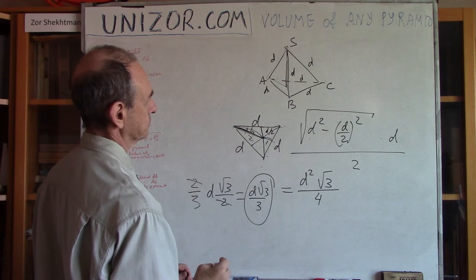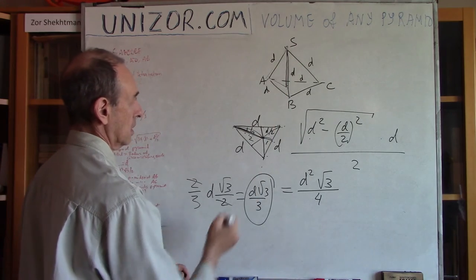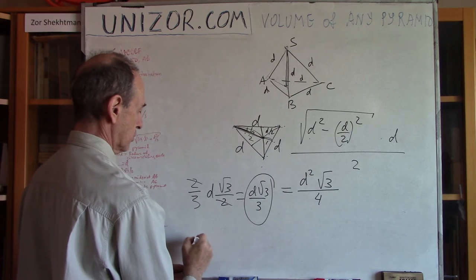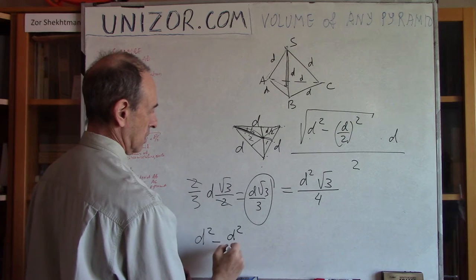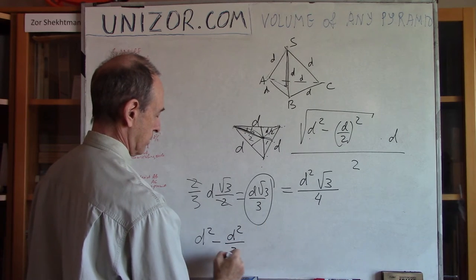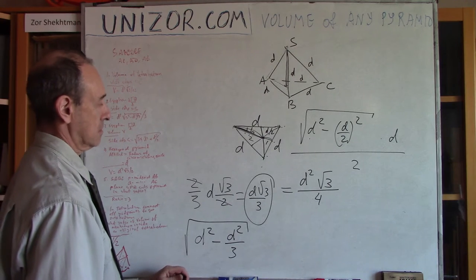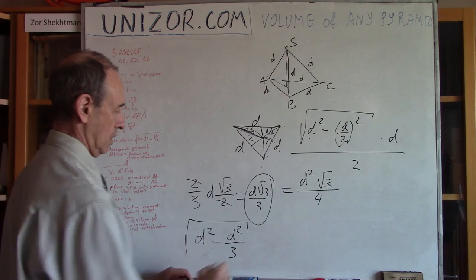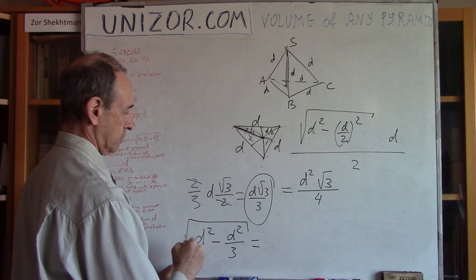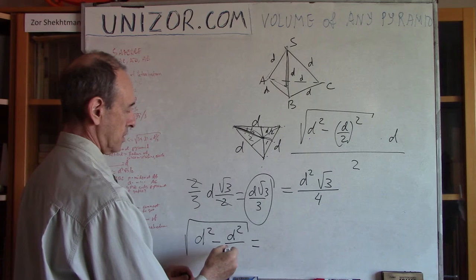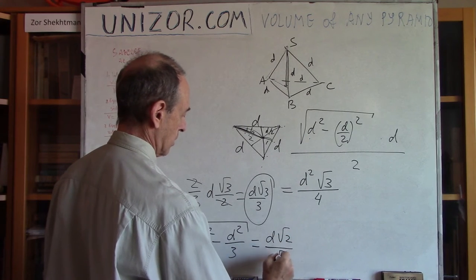So, hypotenuse is equal to D. So, my cathetus is equal to the square root of d square minus d square 3 divided by 3, under the square root. So that's my altitude, which is equal to d goes out 1 minus 1/3, 2/3, so it's d square root of 2 divided by square root of 3.